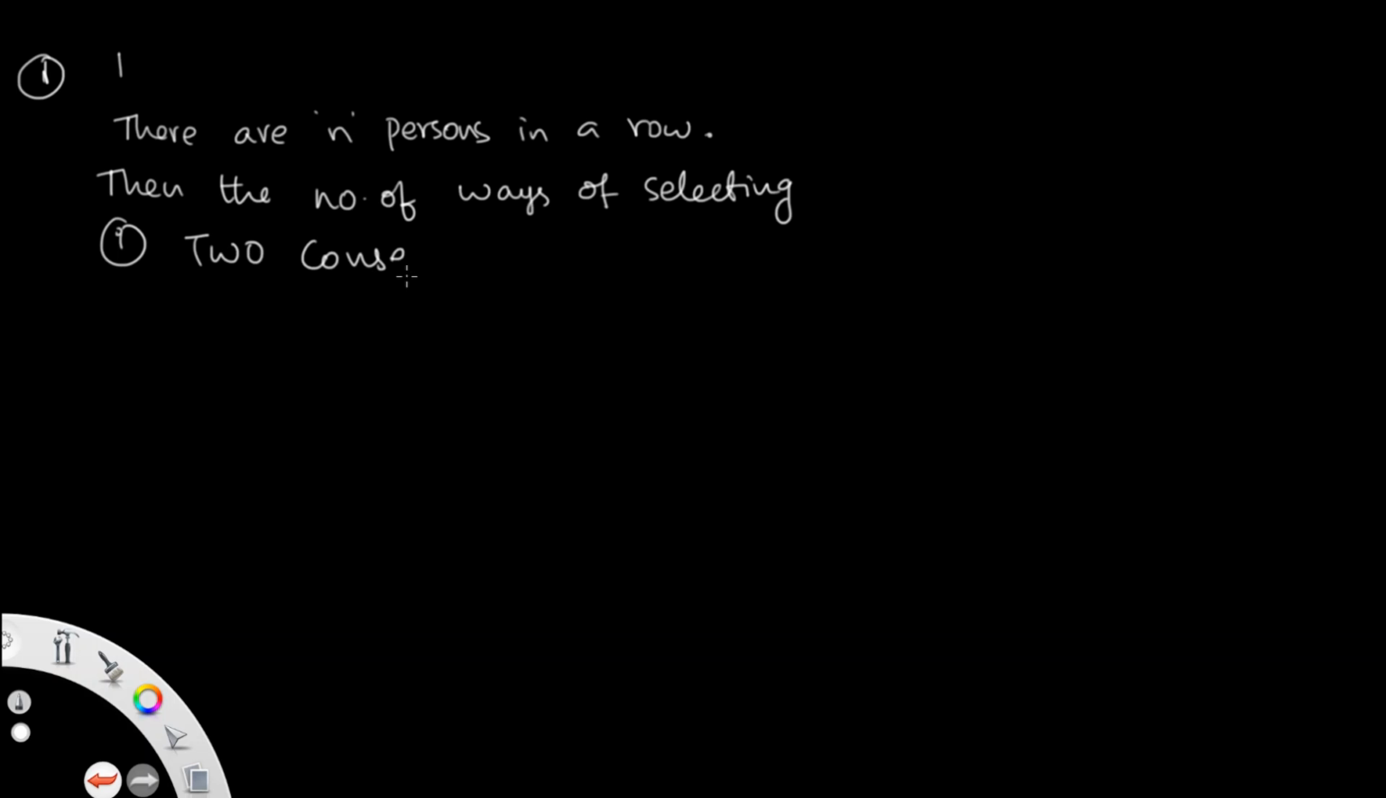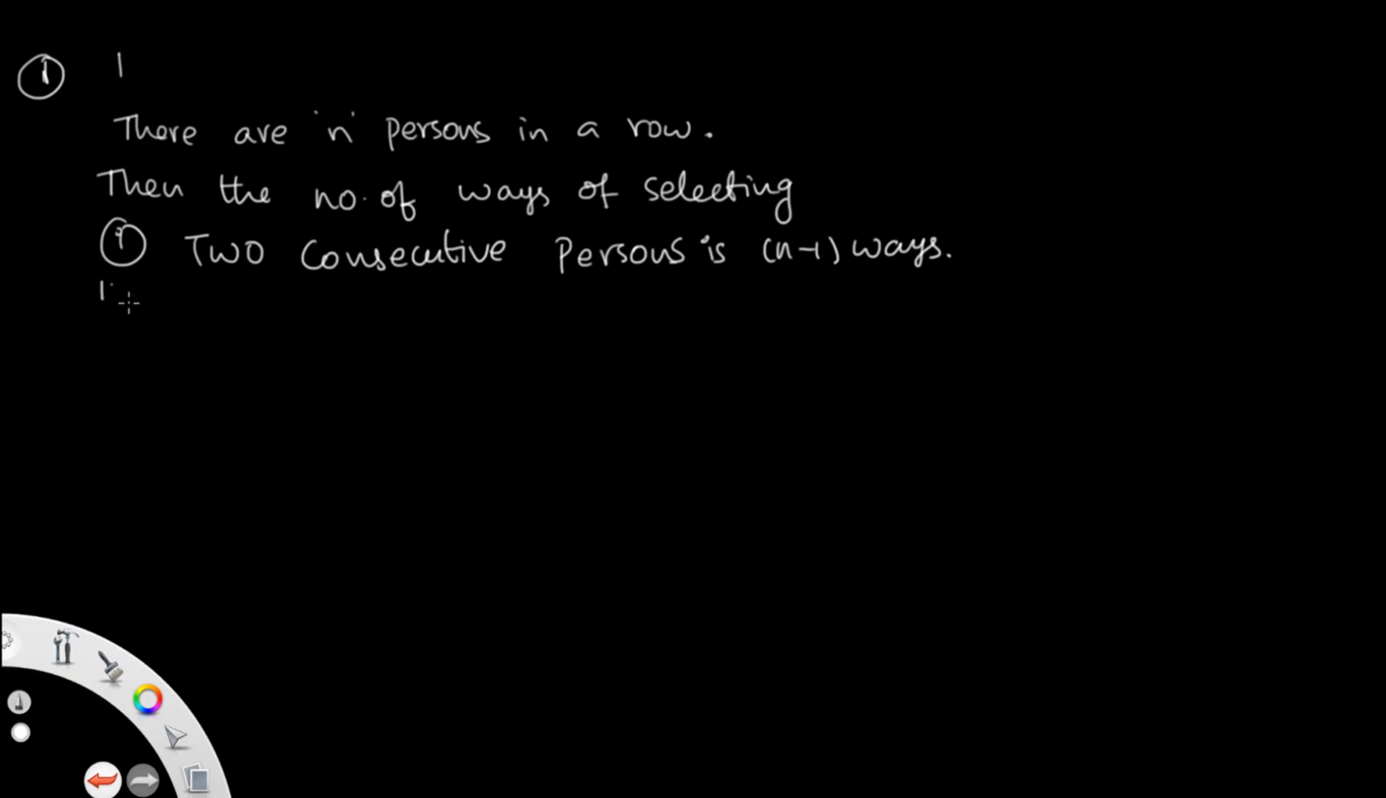The number of ways of selecting two consecutive persons. First one, two consecutive persons is n minus 1 ways.